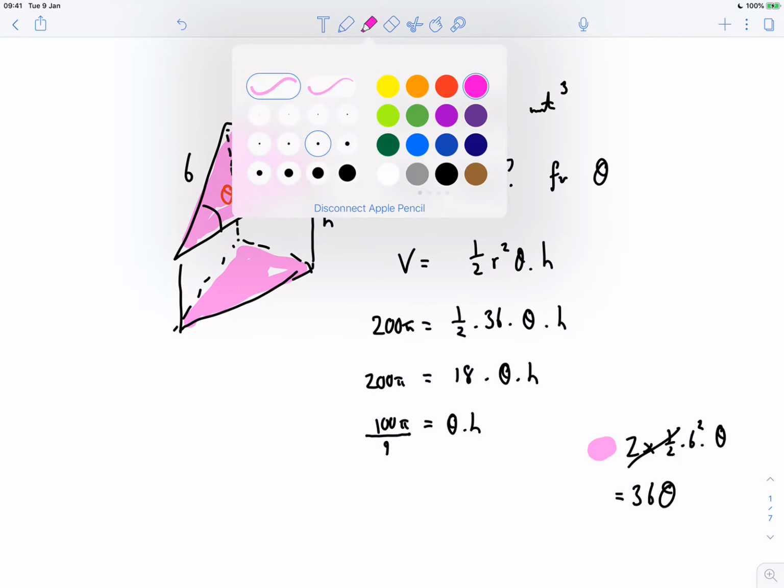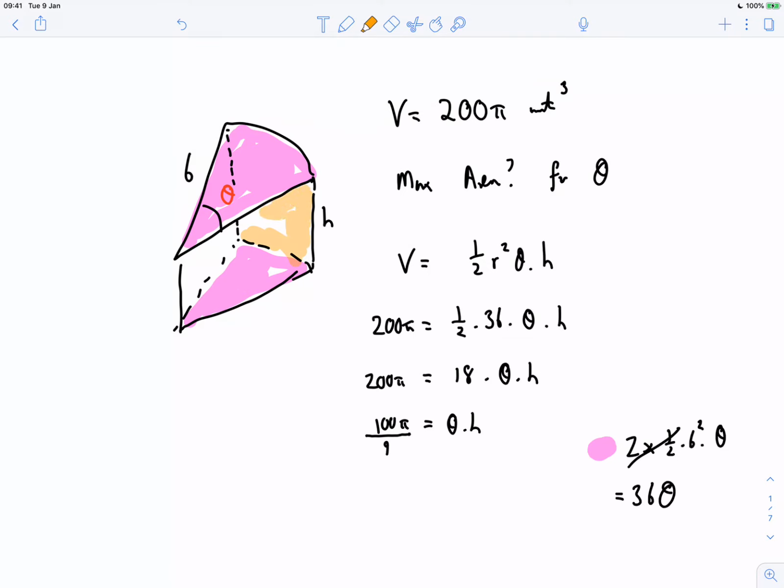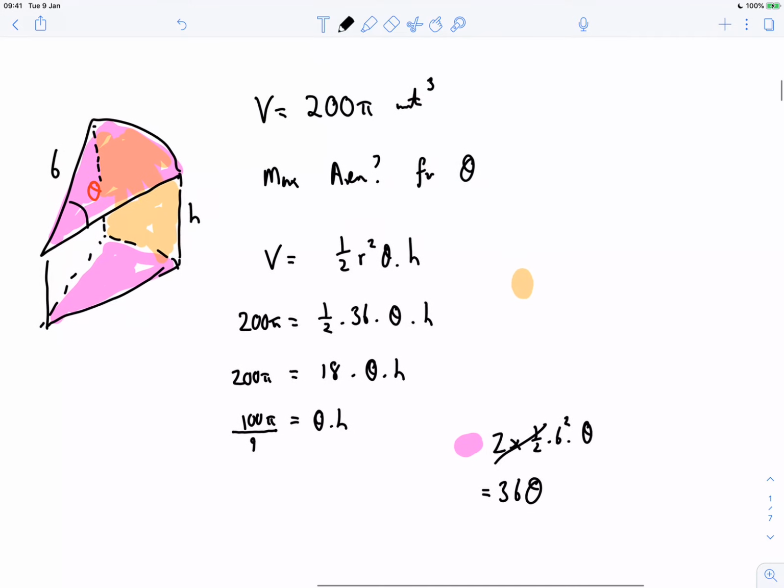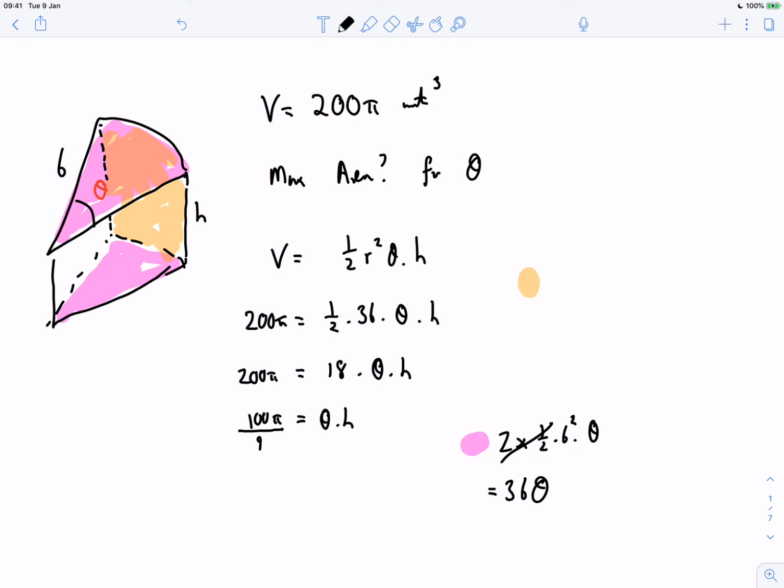If I was to look at the curved bit on the outside, which is going to be this bit, well, that is going to be the arc length, which is r theta, times by the height, because that's like a rectangle laid flat, so that's h. And now, if you think about it, I can divide by theta both sides, in this original thing here, to get h is 100 pi over 9 theta. So actually, this thing is just going to become r theta times by 100 pi over 9 theta.